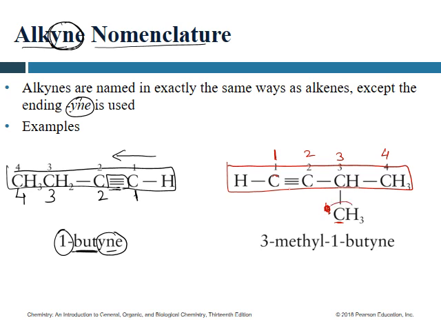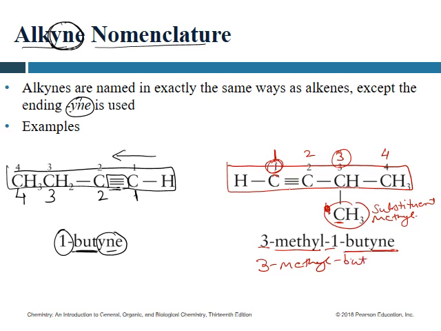So this is your substituent. This is methyl, so the name will be 3-methyl. On the first carbon you have the triple bond, so butyne, because this is 4 carbons and you have a triple bond on the first, so 3-methyl-1-butyne. Or if you just write 3-methylbutyne, it is also correct, even if you don't write 1. If you don't write 1, we assume it is on the first carbon.